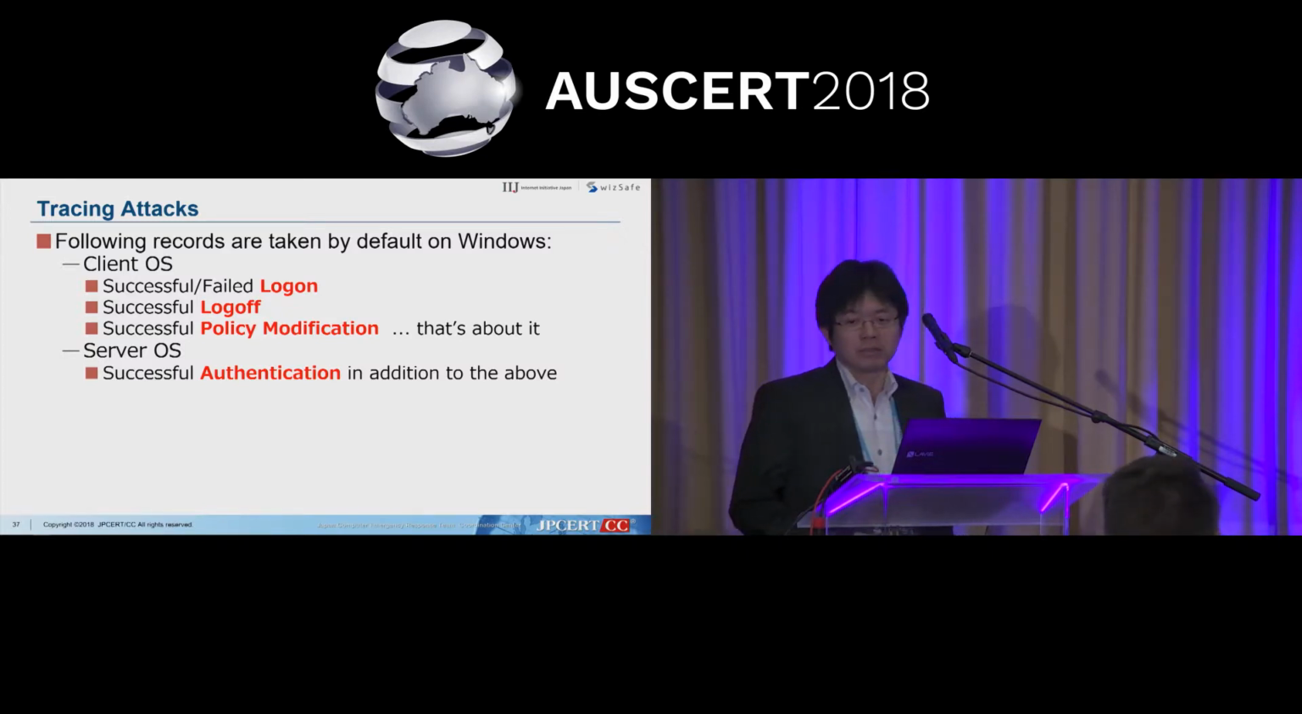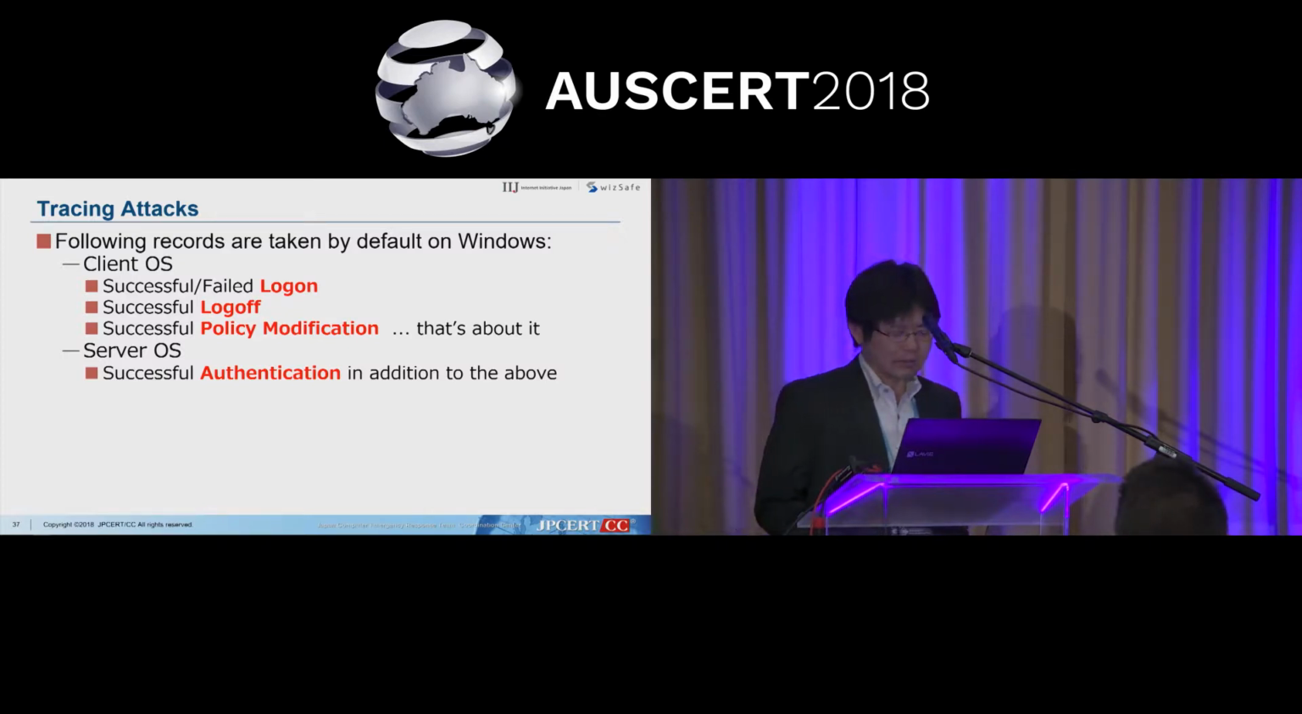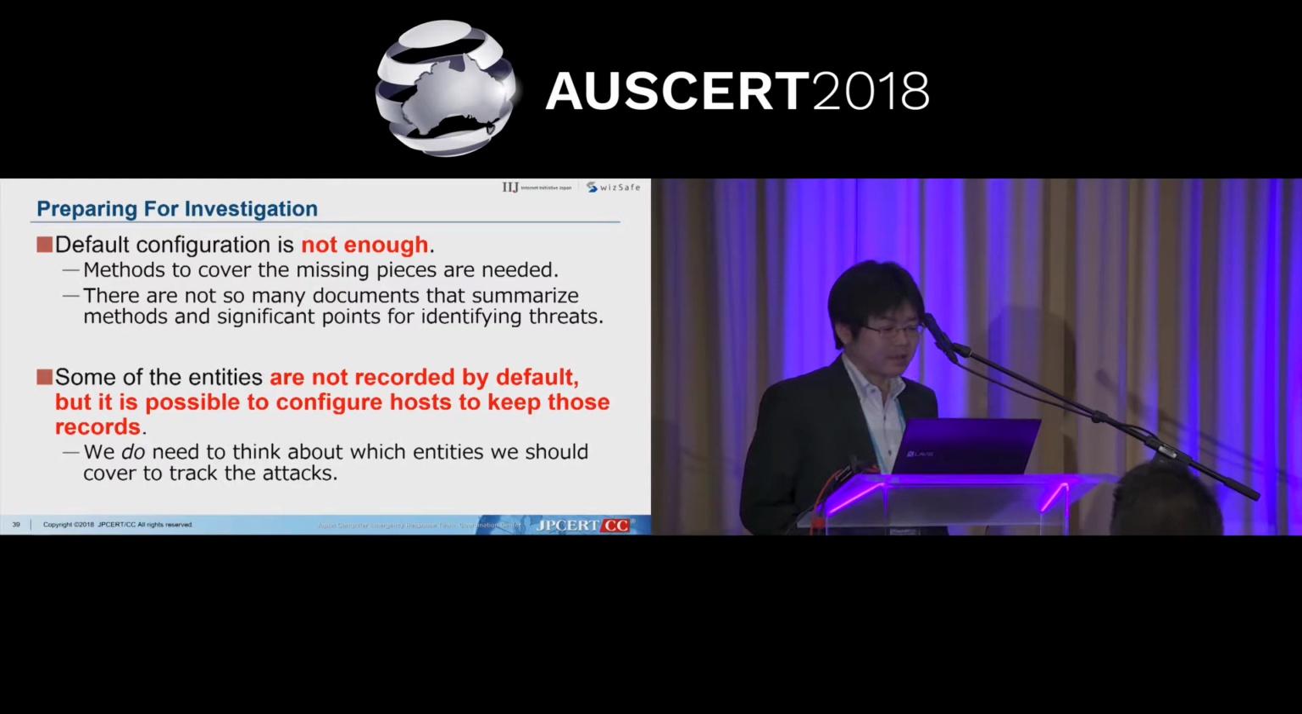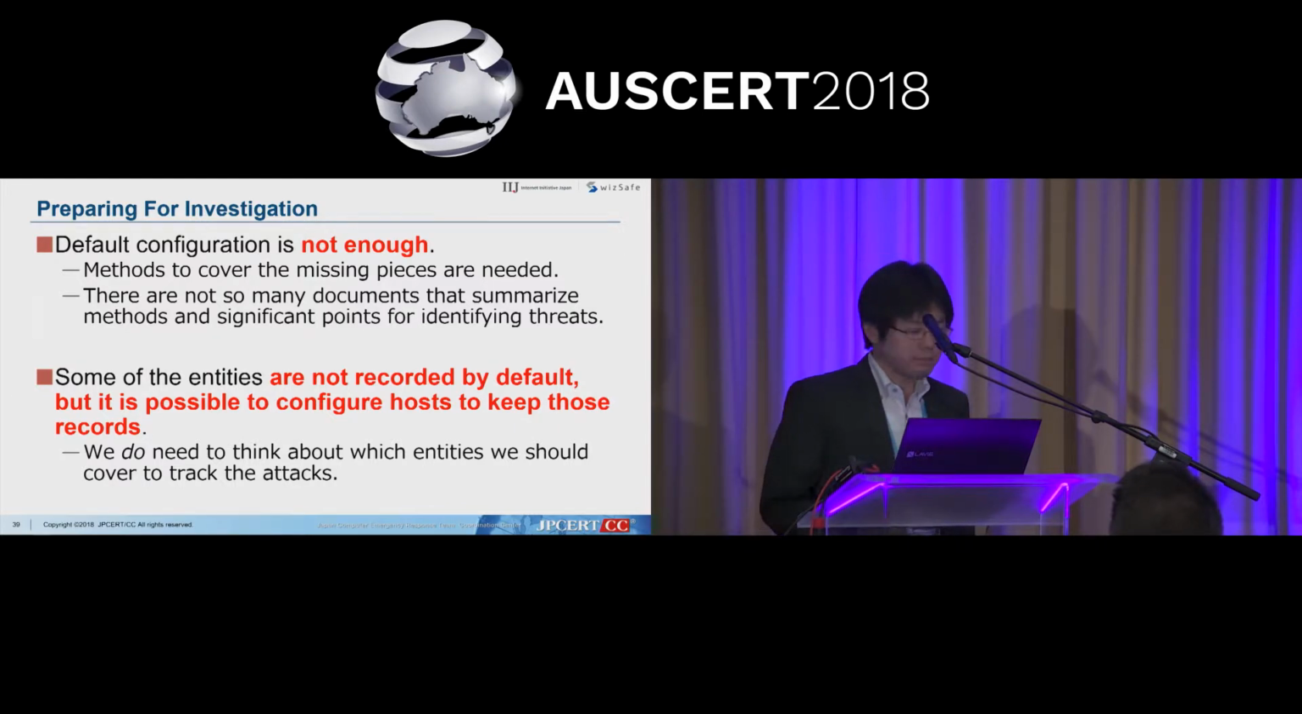Those are recorded in Windows logs by default, but that's about it. And if it's a server OS, the authentication is also recorded on Windows, but still not many logs. So some of the logon histories could be traced from the default logs, but there may not be enough record to prove other activities, such as programs being executed or files and networks being accessed. So what we can infer from that is the default configuration is not enough. So we need methods to cover the missing pieces.